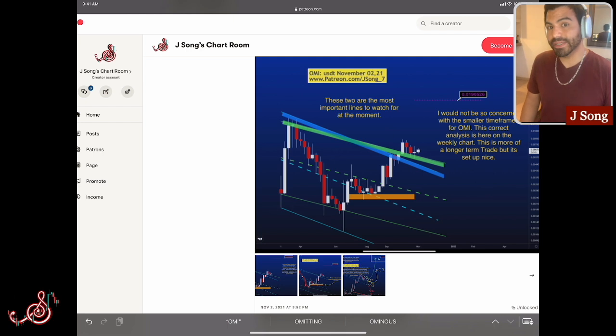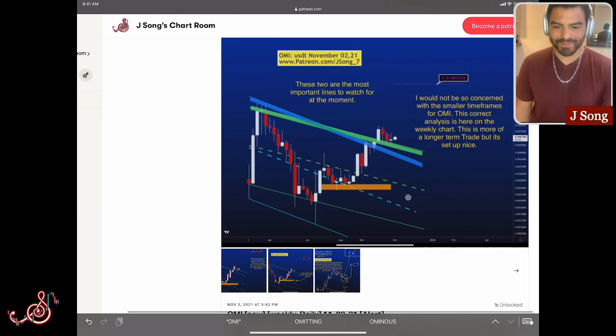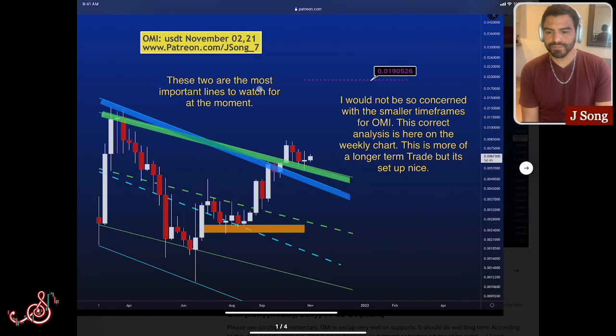But let's look at OMI and see what OMI's doing. This was from our live stream on November 2nd. This is what I put. These are the two most important lines to watch for at the moment, this blue line and this green line. I would not be so concerned with the smaller time frames for OMI. This correct analysis is here on the weekly chart. This is more of a longer term trade, but it's set up nice.